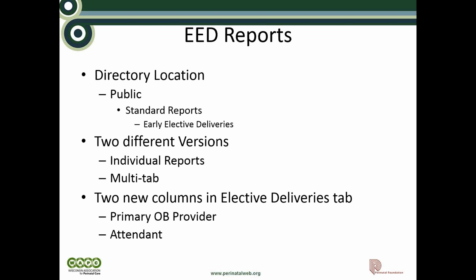Next are the early elective delivery reports. The location will be inside of Pentaho, under the public standard reports. Underneath there will be another folder called Early Elective Deliveries. Make sure you look for that subdirectory underneath standard reports, then click on the actual Early Elective Delivery folder, and you will see there are five reports that you can choose from. Again, I'll walk through that.